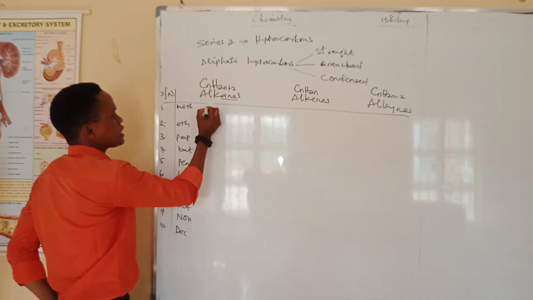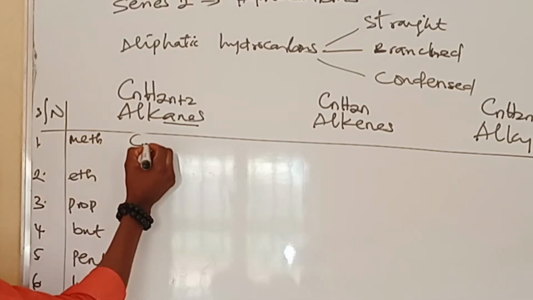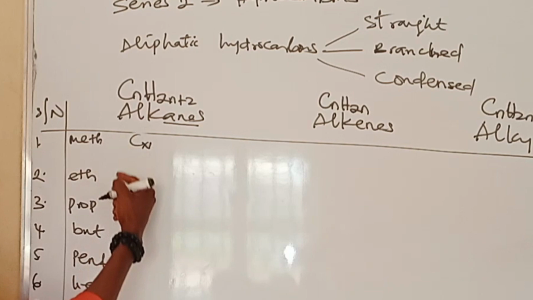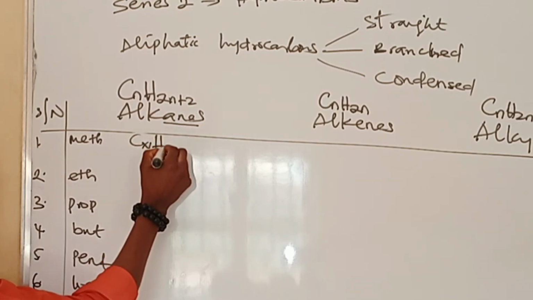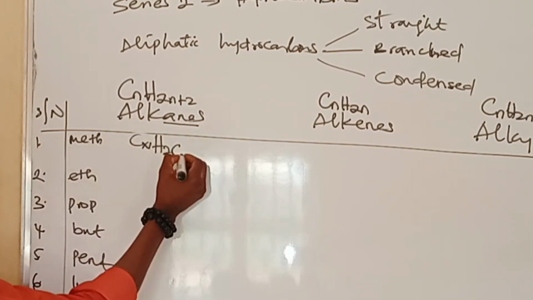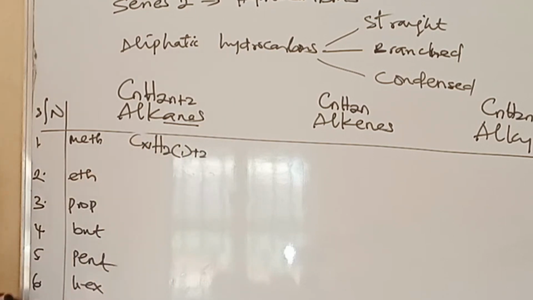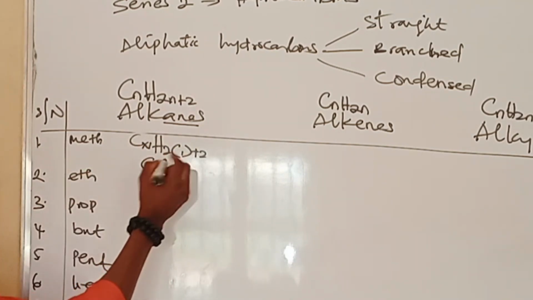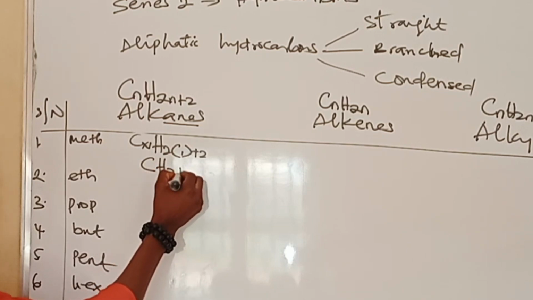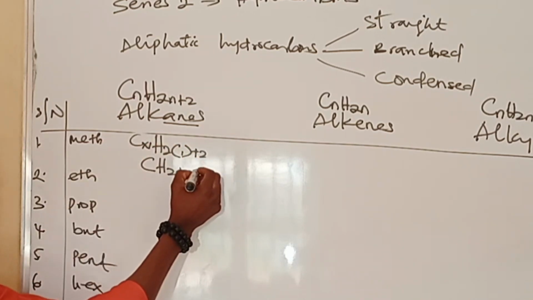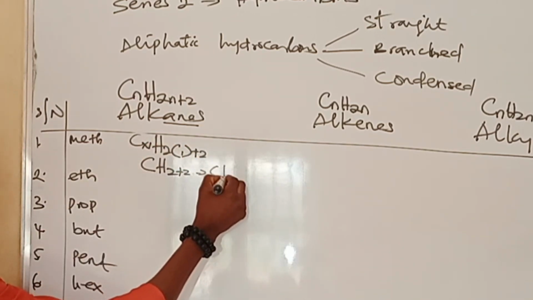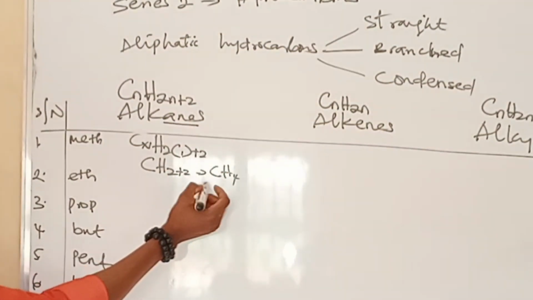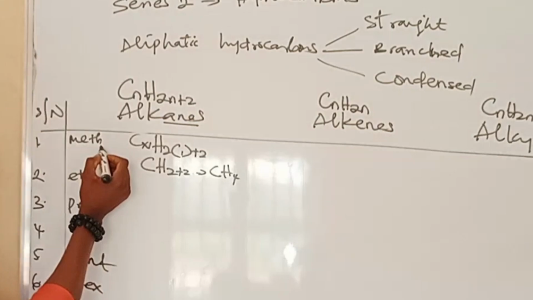So we will have it like this. C, n is 1, so C times 1 is C. Then H, 2 into 1 plus 2: 2 times 1 is 2, plus 2 gives H4. So this will be CH4. Now this CH4 is your methane.